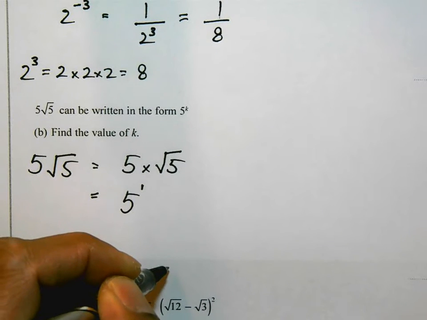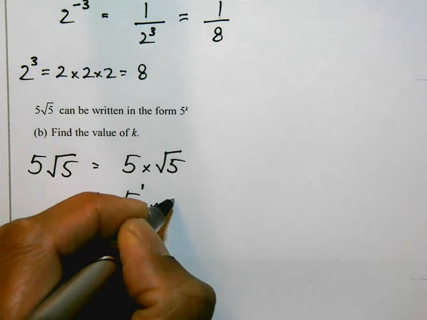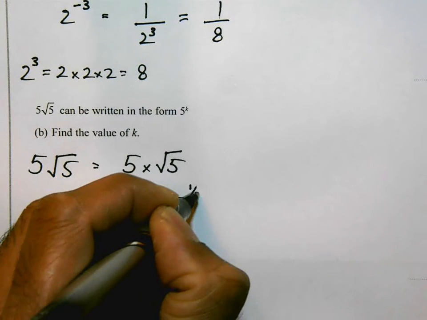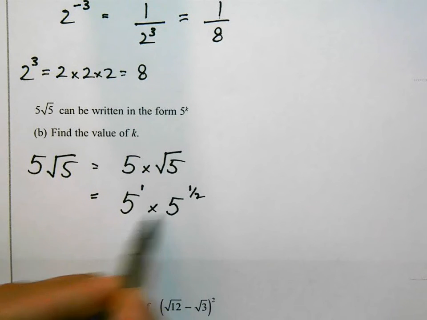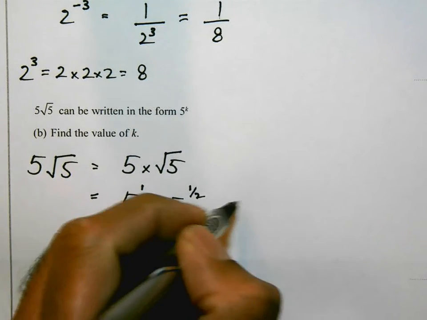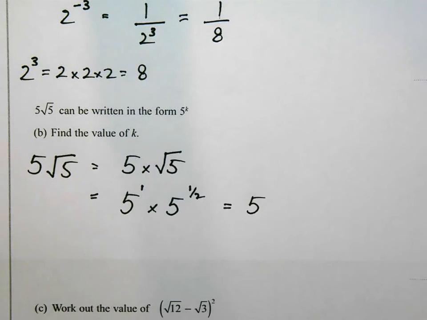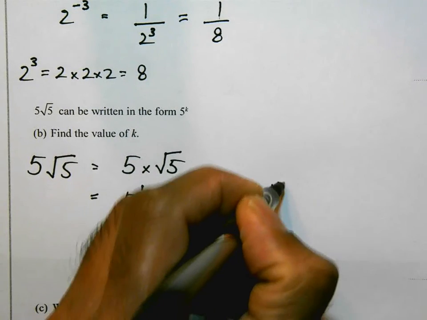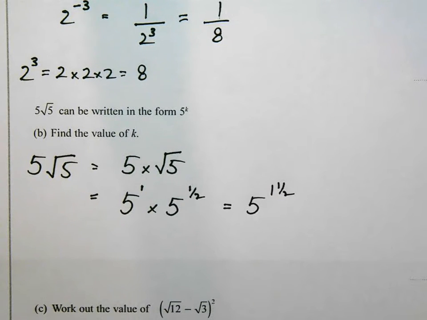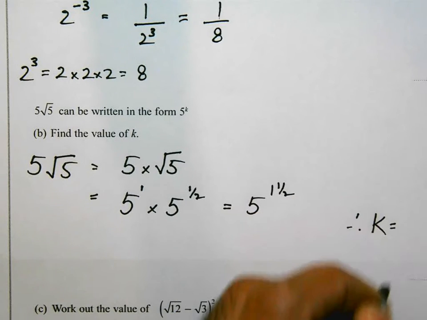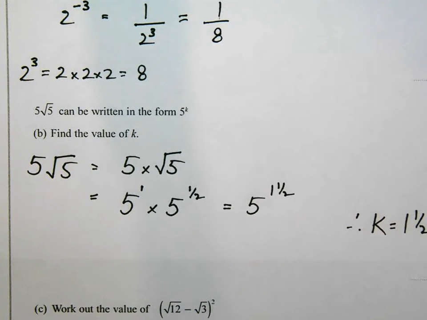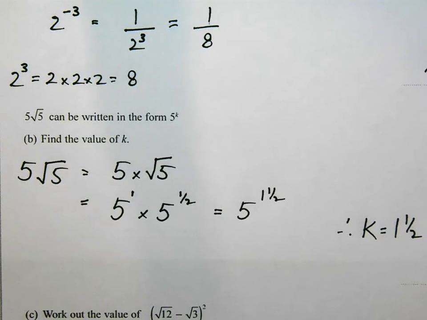Well, a square root is the same as the power of a half. When you're timesing numbers where the bases are the same, and in this case we have 5 and 5, we can add the powers. So in other words, we have 5 to the power of 1 plus a half, which is 1 and a half. Okay, we could have written that as 3 over 2, but 1 and a half is an acceptable answer. So therefore, k is 1 and a half. Okay, and I could put that in my answer space. This is a bit trickier, but if you're aiming for top grade, you should be able to do part B. You should be able to get full marks in it.